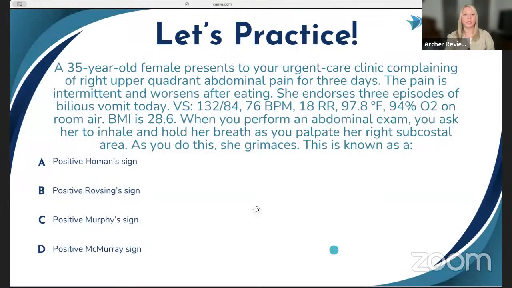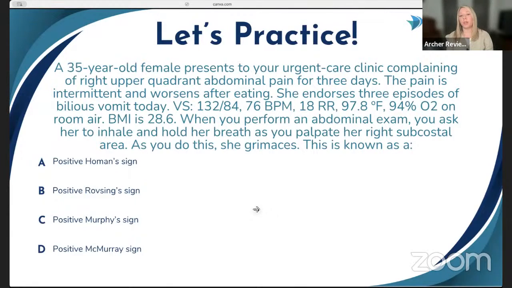All right, let's practice. So we have a 35-year-old female patient present to the urgent care complaining of right upper quadrant abdominal pain for 3 days. The pain is intermittent and worsens after eating. She endorses 3 episodes of bilious vomit today. Her vital signs look okay, and her BMI is 28.6.